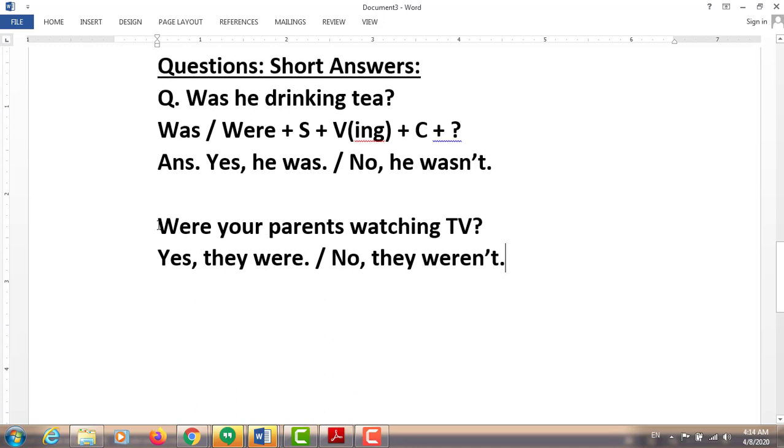Okay, so see structure. Were or was. You see? Were or was. Subject, the parents is plural. You see, parents. So I used what? Were. And then verb takes ing and then complement. The answer must be in the form of helping verb.